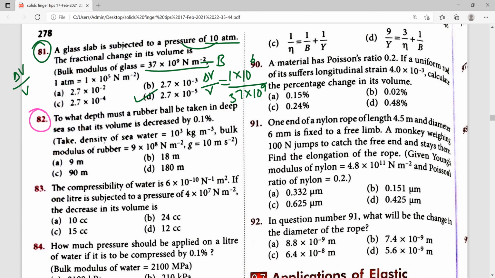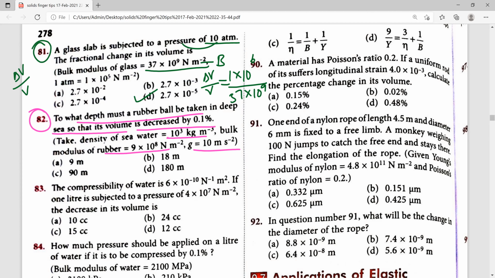Next, question 82. To what depth must a rubber ball be taken in the deep sea so that its volume is decreased by 0.1%? The density of seawater is given as 10 to the power of 3, the bulk modulus of rubber is 9 into 10 to the power of 8, and the g value is given. Using all those values, we have to calculate the H value.